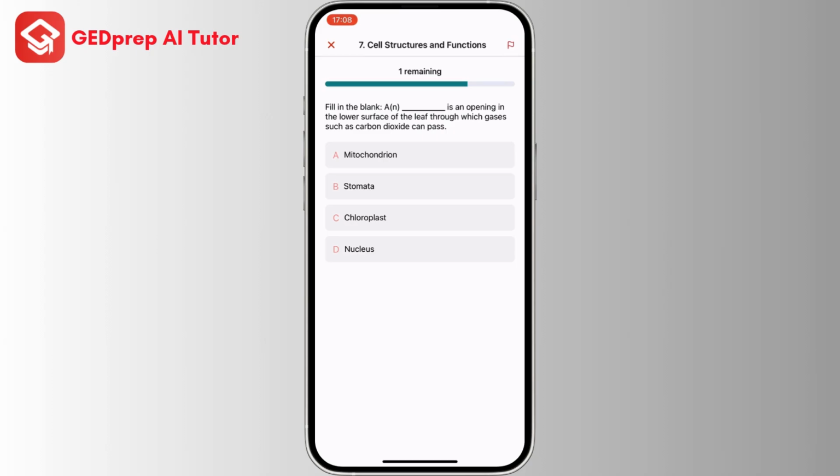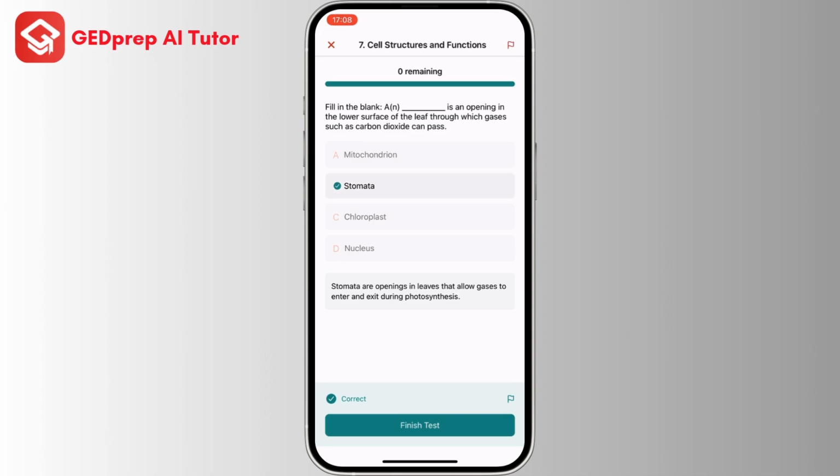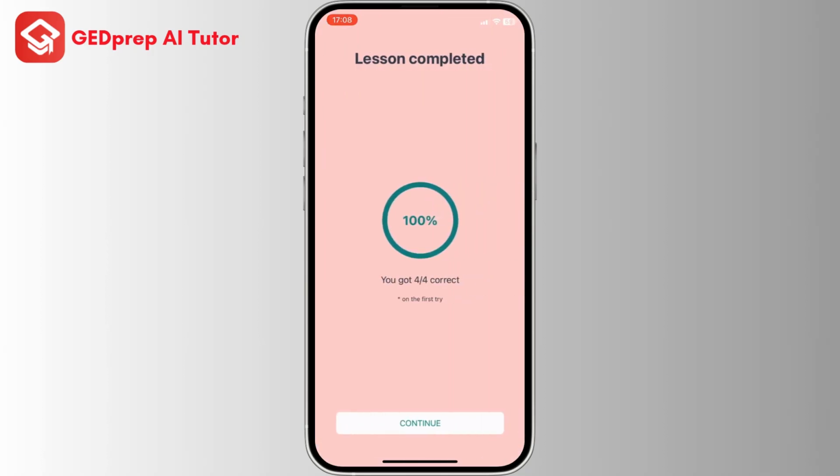Question 4. What is an opening in the lower surface of the leaf through which gases such as carbon dioxide can pass? Option 1. Chloroplast. Option 2. Mitochondrion. Option 3. Stomata. Option 4. Nucleus. The correct answer is Option 3. Stomata. Explanation. Stomata are openings in leaves that allow gases to enter and exit during photosynthesis.